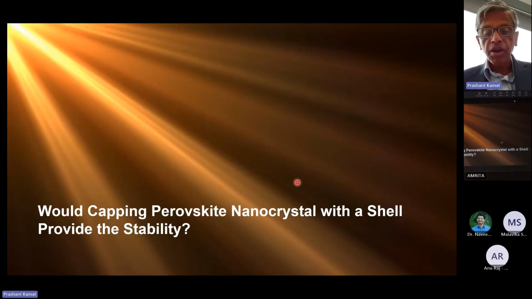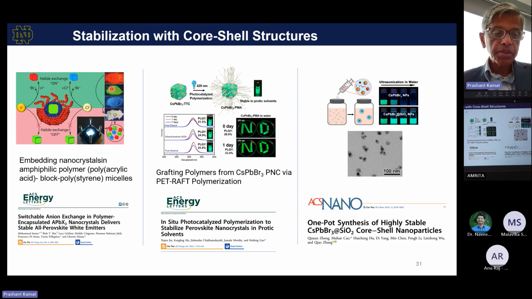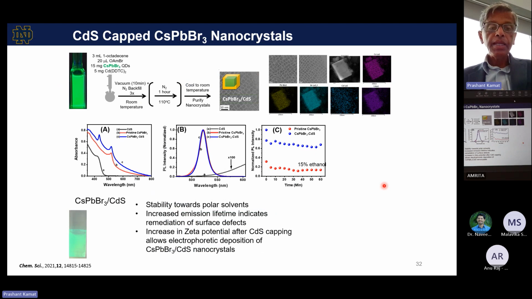So one thing we sought was capping the nanocrystal with a shell. There are some reports of people putting on a polymer shell, again another polymerization using this PMA. And some people have even succeeded in putting a silica shell around it, in order to protect from the solvent or the chemicals or any other transformation, so that one can use these things. Here is what we did.